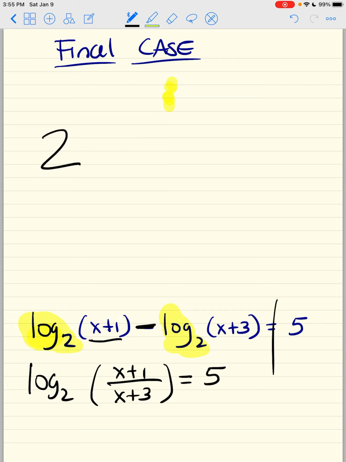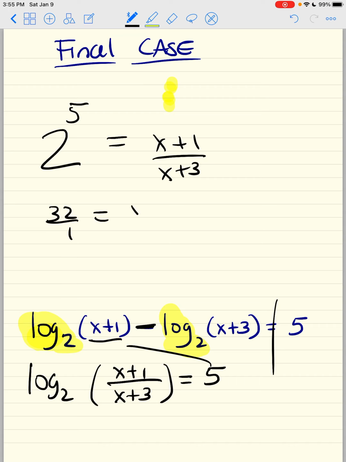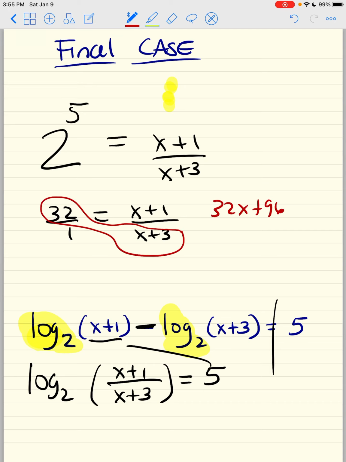So I'm going to lift the 2. I'm going to bring the 5 to this side. x plus 1 over x plus 3. 2 to the 5th is 32, because it's 2 times 2 times 2 times 2 times 2 over 1. And then all you guys have to do here is cross multiply. Okay, so that's all you have to do. You go this times this. So that's going to be 32x plus 96 is equal to x plus 1.